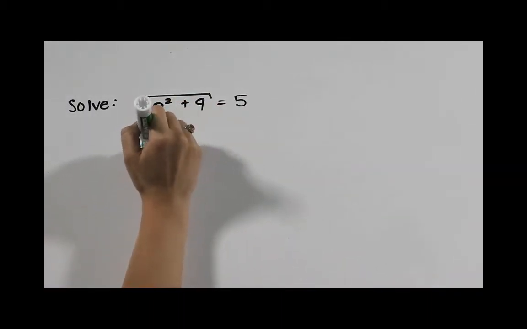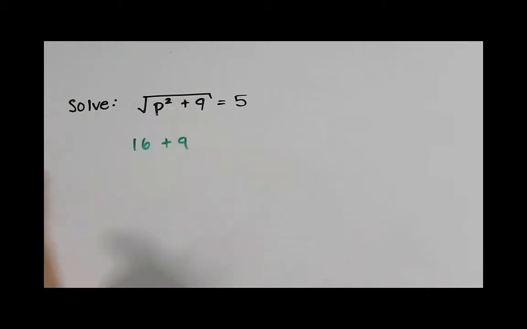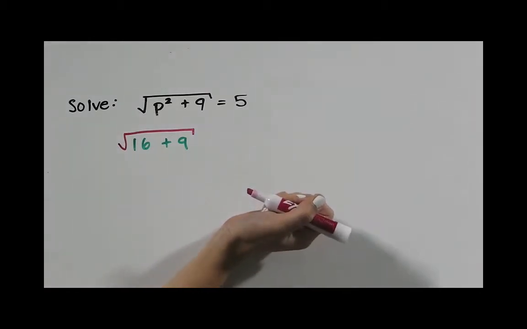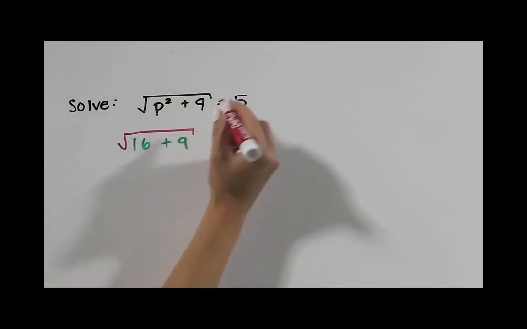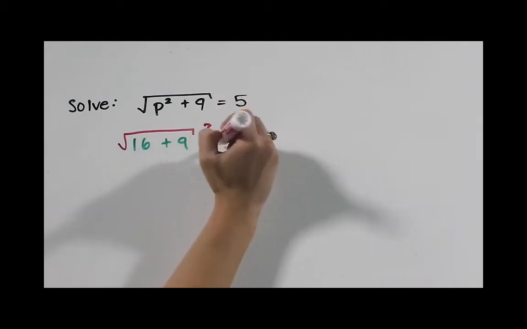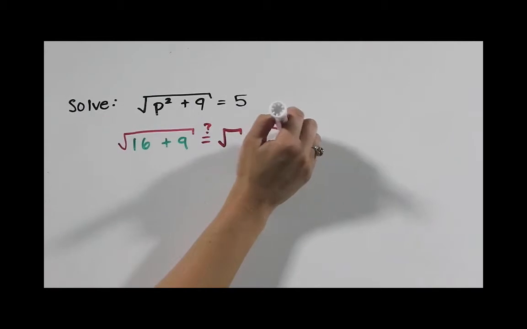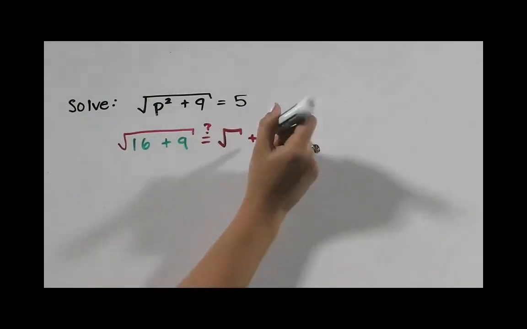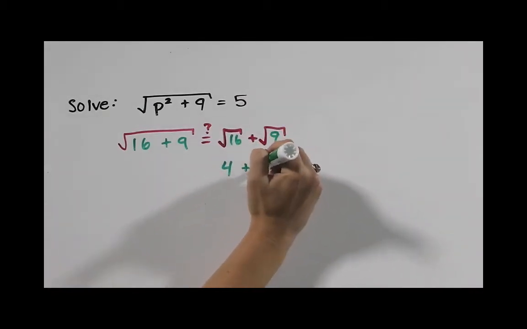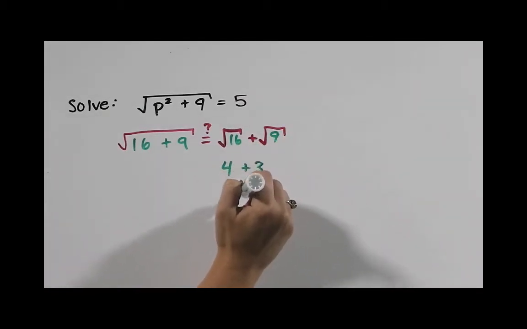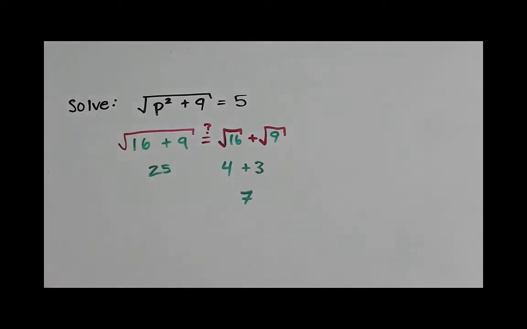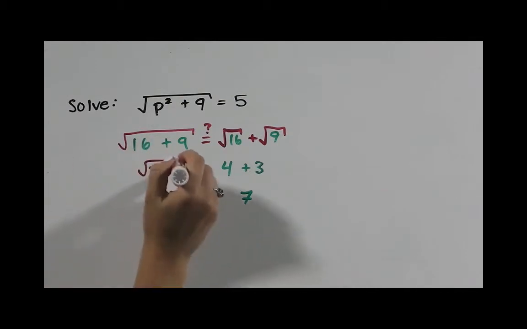Let's say 16 plus 9, the square root of that. Now, if you took the square root of each of these separately, let's say we want to know if they're equal or not, then you'd be taking the square root of 16 plus the square root of 9. The square root of 16 is 4, and the square root of 9 is 3. Altogether, this equals 7.